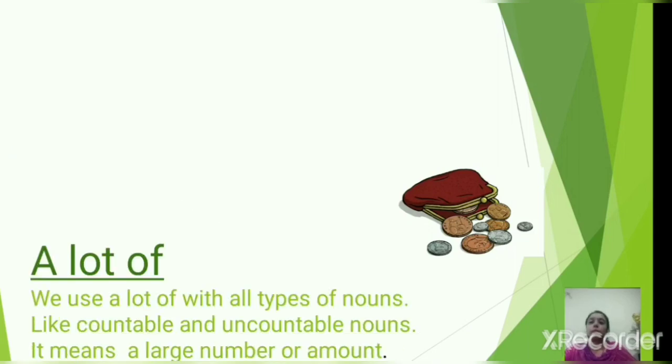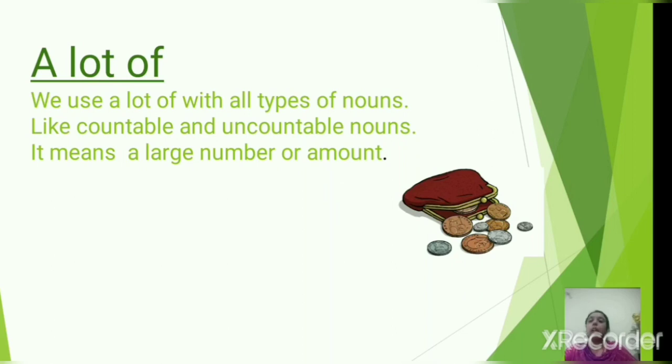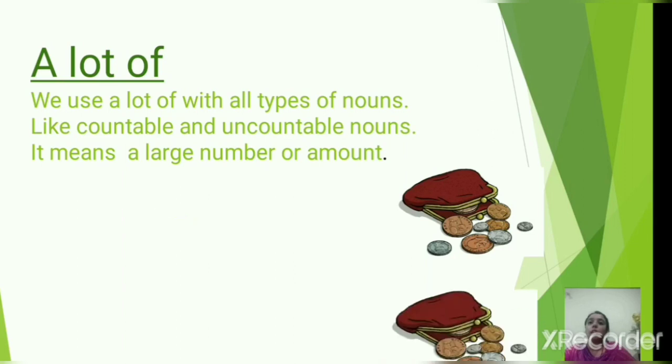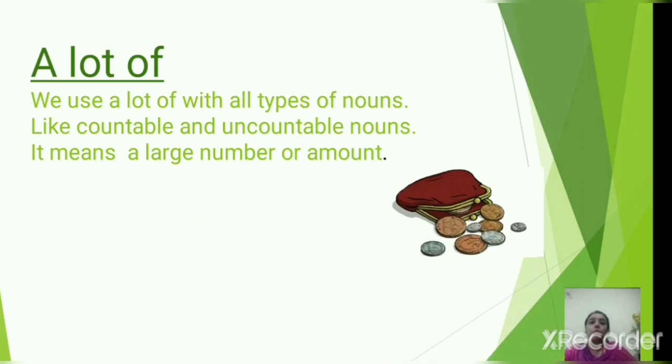Now I will teach you one more determiner. A lot of. We use a lot of with all types of nouns, like countable and uncountable nouns. It means a large number or amount. We can use a lot of when we are talking about a large quantity. Which quantity? Large quantity. A lot of is used with a plural countable noun and a singular uncountable noun. Here we are talking about the quantity.